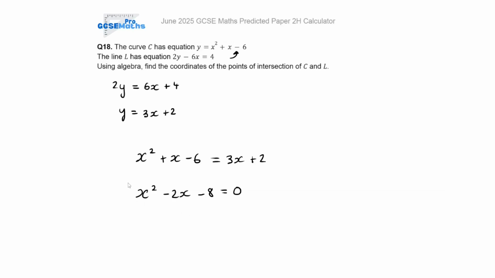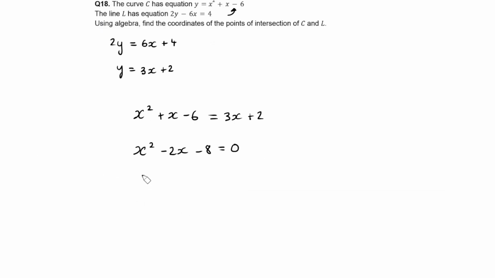Now, in this case, I feel like I'm going to give factorising a go. So x in both brackets, and I'm multiplying to make a negative, so I need one plus, one minus. And then two factors of 8 that would add up to minus 2, that would be minus 4 and positive 2. Solve it, I get x is minus 2 or positive 4.